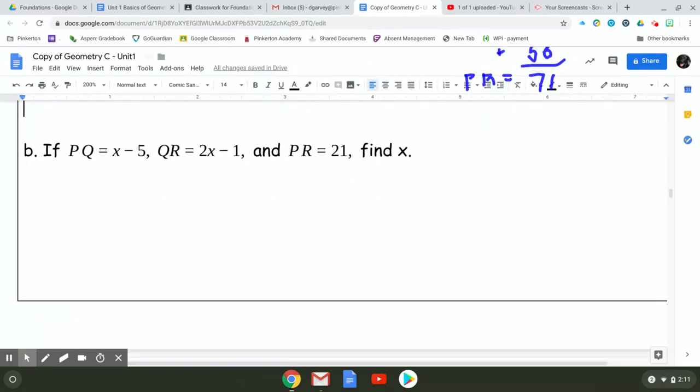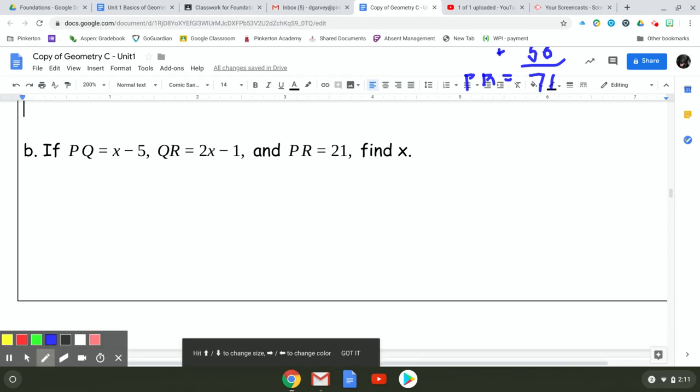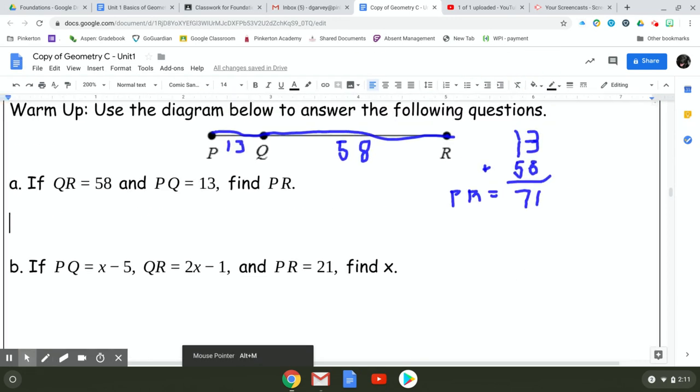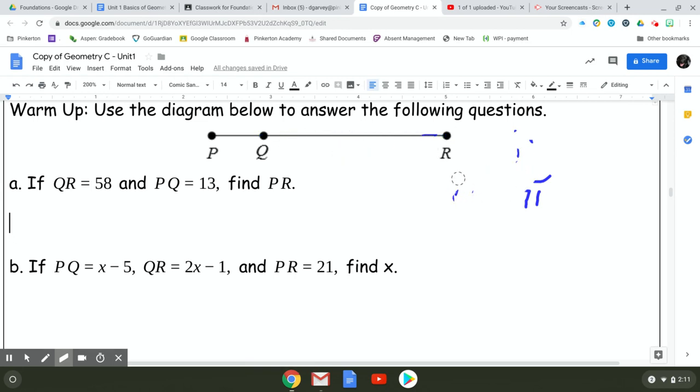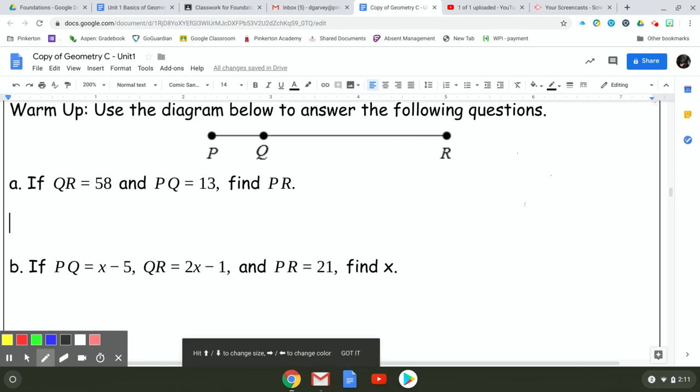This one's a little trickier because now they're not just using numbers. Let's go back up and look at our segment. Let's erase what we have here. So it says PQ is x minus 5. So let's write that in. Again, right on your diagram. It's always a good idea to write it in right on your diagram.